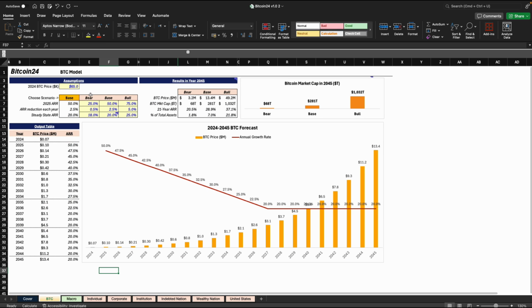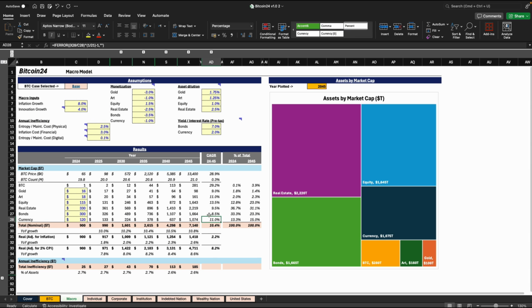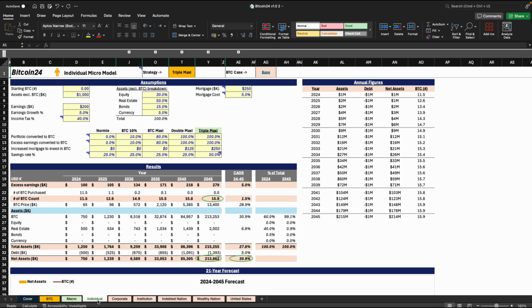But as we said, you can also change these assumptions. You can change your base case to the bear case. You can have a completely different set of bear, base, and bull cases, and that will be affected here. So, moving on from this tab to the interesting part of this model.